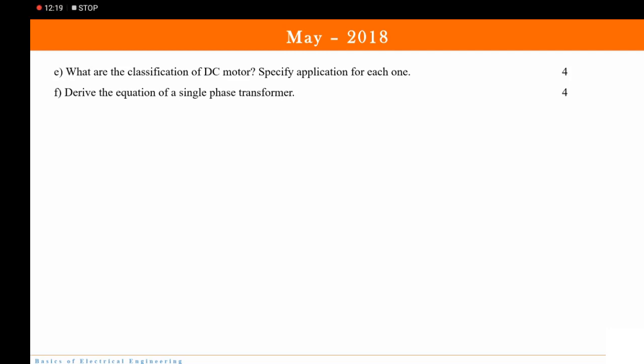Last question is, derive the equation of single phase transformer. Again the same question has been covered in chapter 4 single phase transformer, and we have derived the equation also. So you can refer to that lecture for this answer.